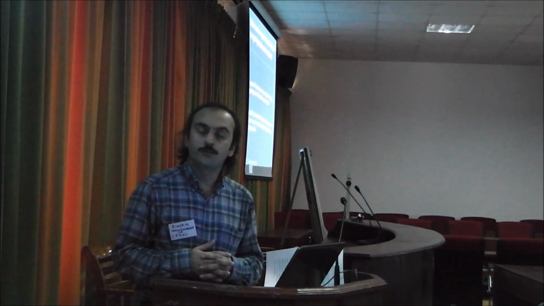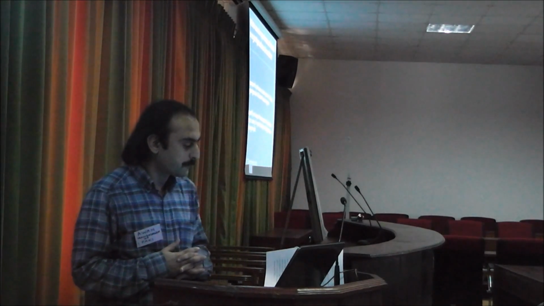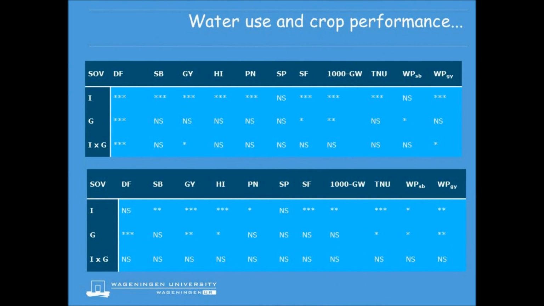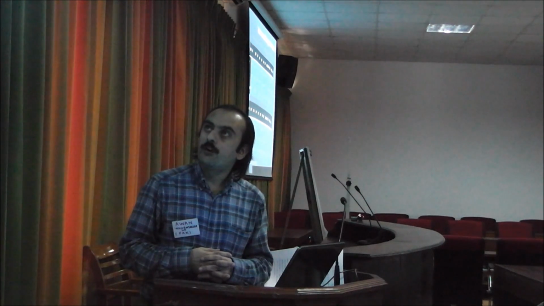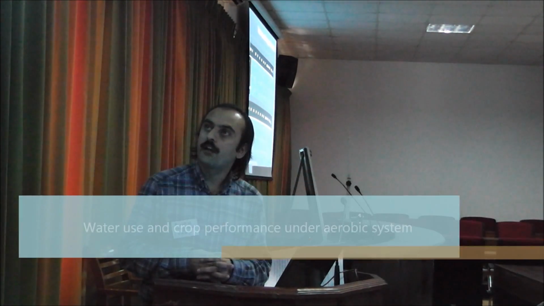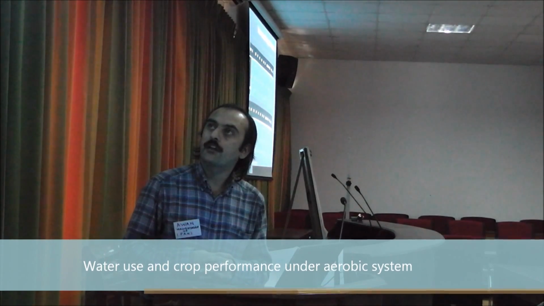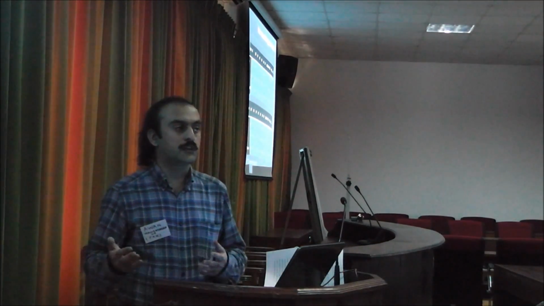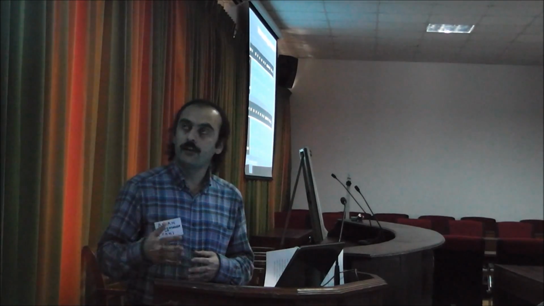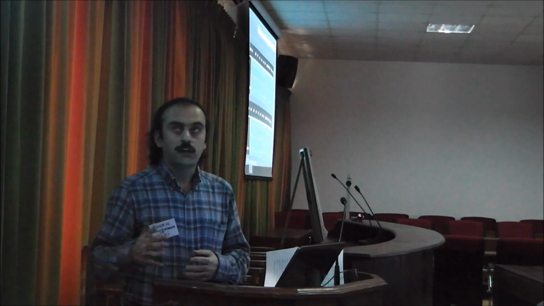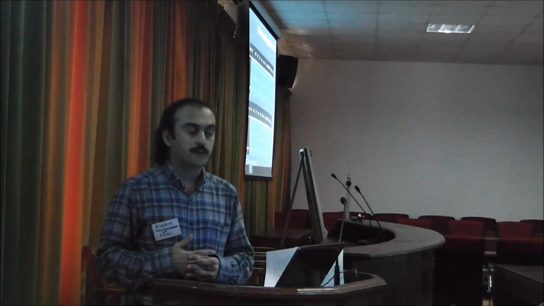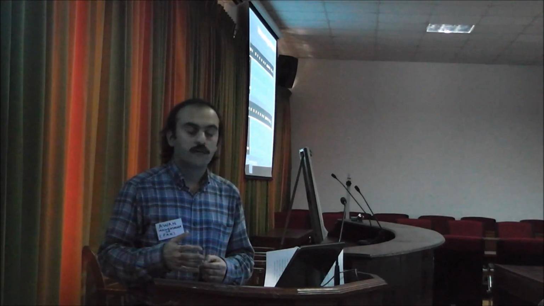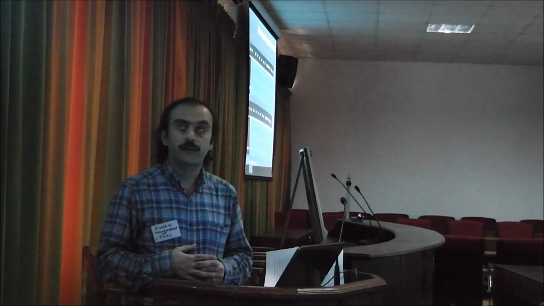Now I would like to move to the field experiments. These are the results based on analysis of variance. So we found an interaction between irrigation and genotype for days to flowering. In 2009, days to flowering increased as we increased the water stress, and even at the highest water stress, the number of days to flowering were more than what we normally find under the flooded conditions.